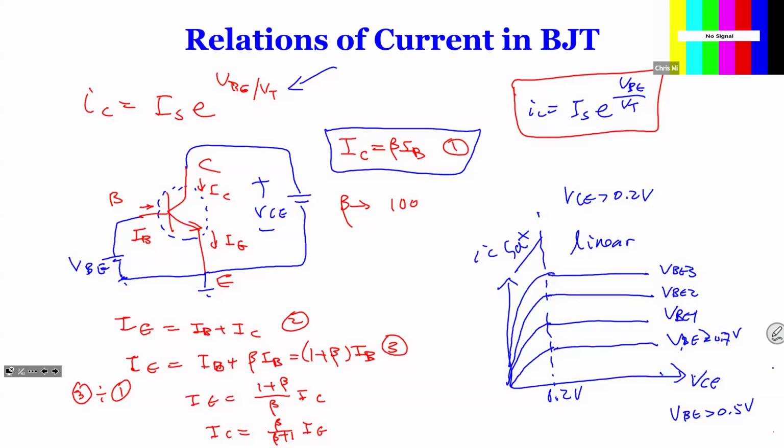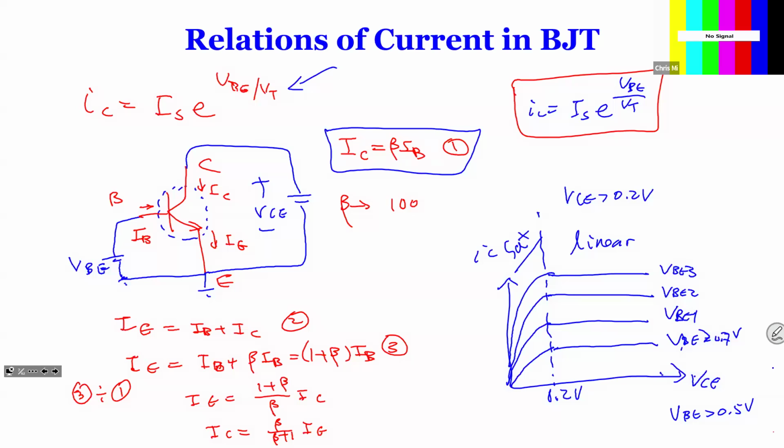But sometimes the problem says assume beta is infinity. What it means is that when you assume beta is very big, the current in the base can be neglected. So that means IC and IE are almost identical. In fact, even at beta of 100, the IC and IE difference will be 1%, right? So it's a very small difference between IC and IE. So oftentimes we assume beta to be infinity, or we assume IC and IE the same to do the problem.